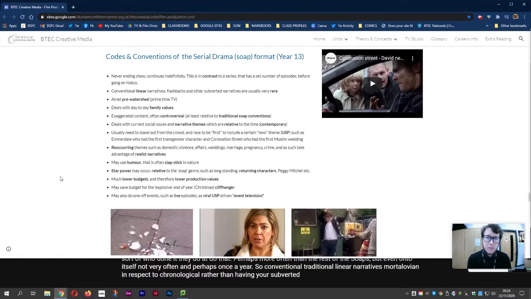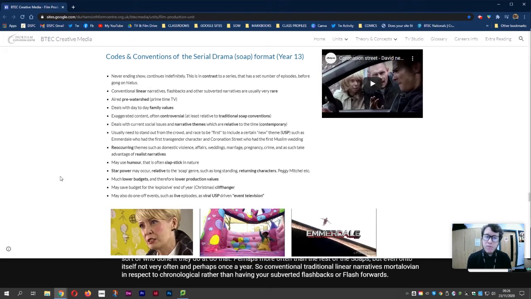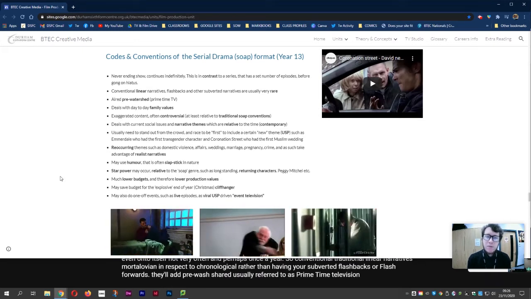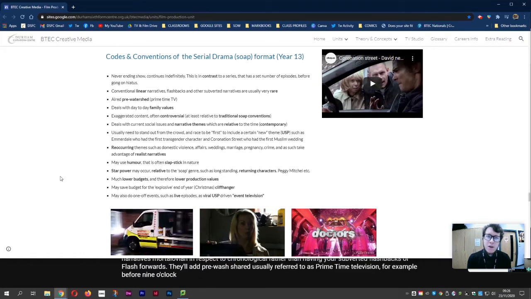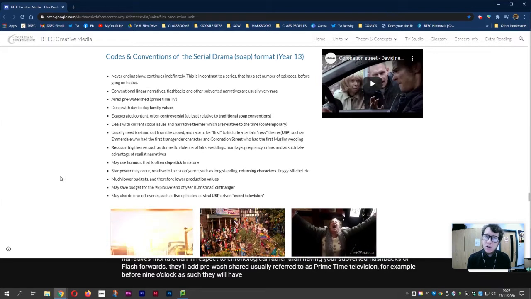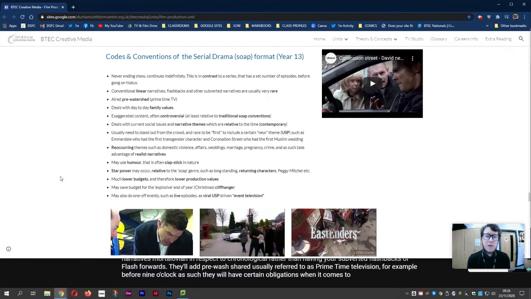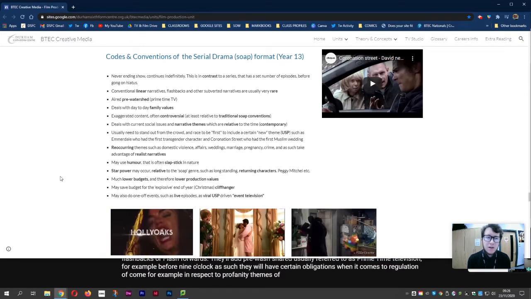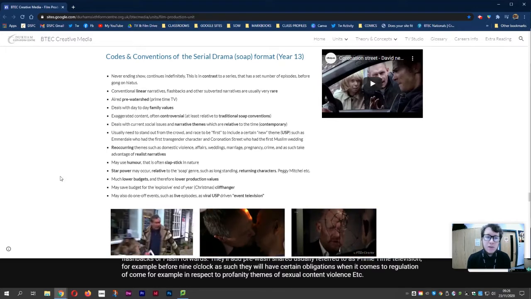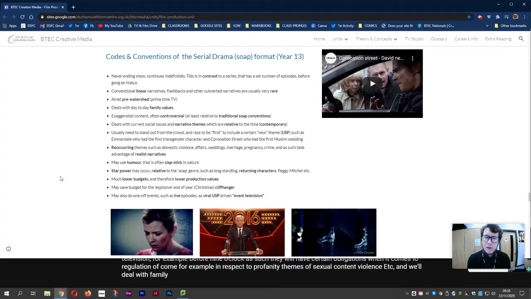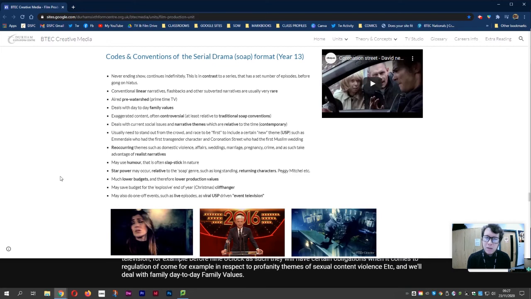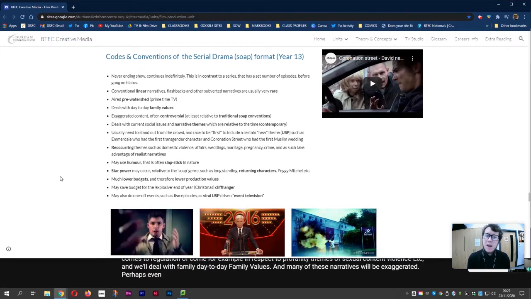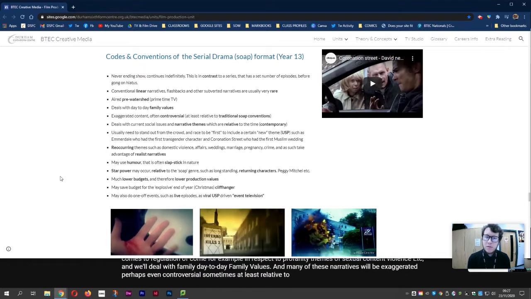They are aired pre-watershed, usually referred to as primetime television, for example before 9 o'clock. As such, they will have certain obligations when it comes to regulation, Ofcom for example, in respect to profanity, themes of sexual content, violence, etc. And they will deal with day-to-day family values. Many of these narratives will be exaggerated, perhaps even controversial sometimes, at least relative to traditional soap conventions.